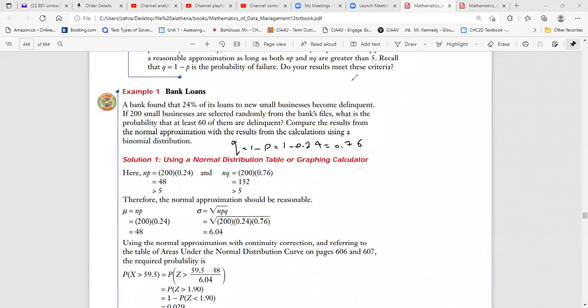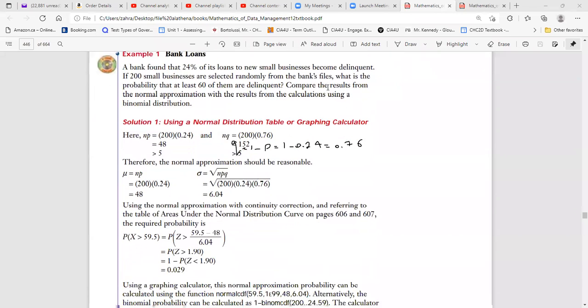So mu here, as we did discuss, is NP. 200 multiplied by 0.24 is your mu, and sigma is the square root of NPQ. The square root of 200 times 0.24 times 0.76 is 6.04. Since I want to find the probability when X is greater than 59.5, you need to convert this X into Z. I hope you remember that the z-score is equal to X minus mu divided by sigma.